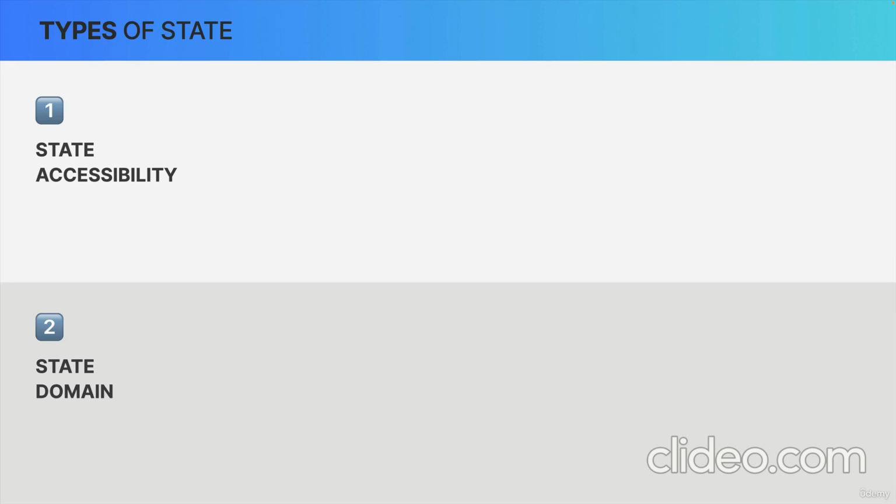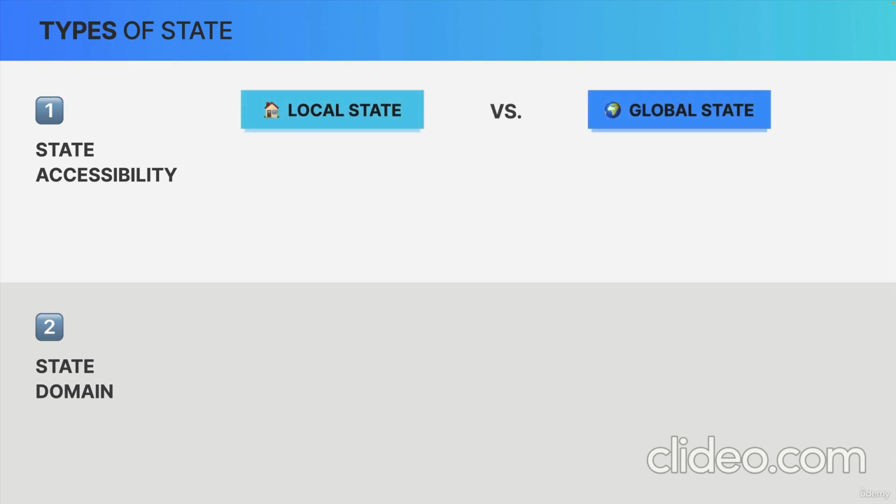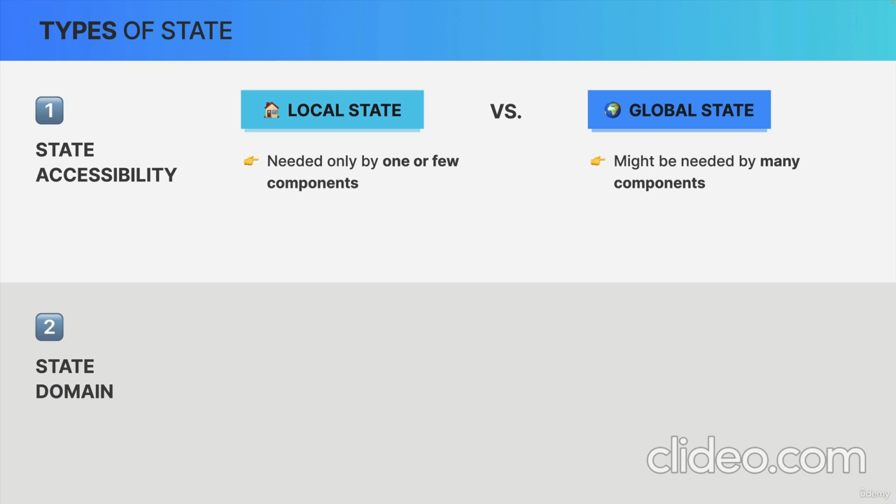And let's actually start with these different types of state that can exist in all web applications. So we can classify state in terms of state accessibility and in terms of state domain. Now, when it comes to state accessibility, state can be either a local state or global state. And we already talked about this, but I just want to quickly review these super important concepts. So, local state is only needed by one or a few components, while global state might be needed by many components in different positions of the tree.